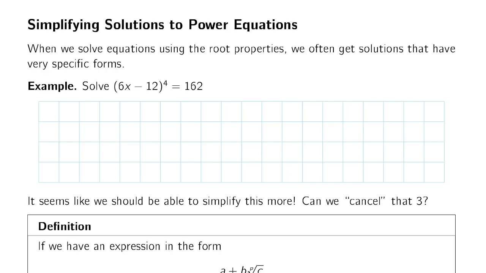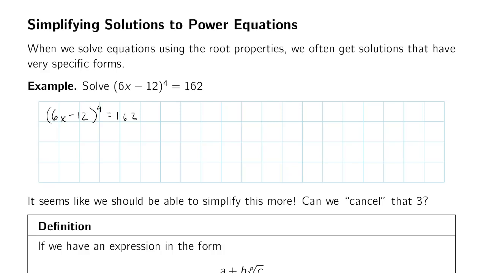Our goal, as we've been working on simplifying roots, is to be able to simplify the kind of expressions that we get as solutions when we use the root properties to solve power equations. When we solve power equations, we often get solutions that have very specific forms. So let's work through this example. We want to solve (6x − 12)^4 = 162.